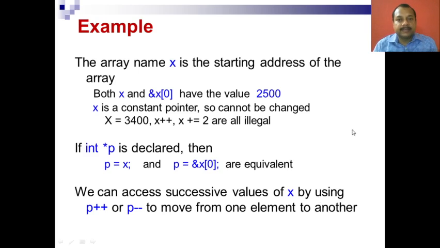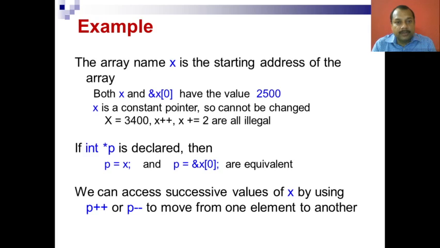Now the array name x is the starting address of the array. Both x and &x[0] have the value 2500. So for the array, I can access the base address by writing the name of the variable or writing ampersand followed by the first element, that is x[0]. Now x is a constant pointer, so it cannot be changed. If you try to change it, there will be an illegal operation, because if it is changed, I will lose my information regarding the array.